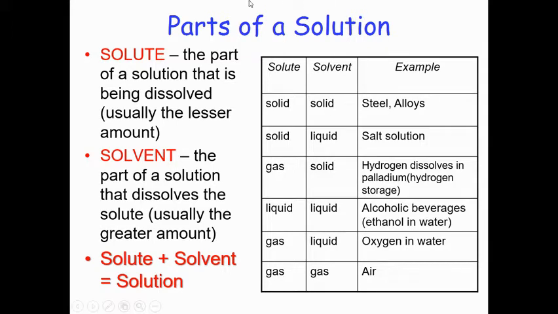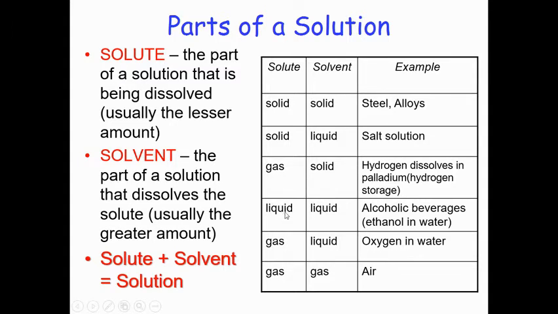Another example of a solution is where you have a solute that's a solid and your solvent is a liquid. And that's what we were just talking about, the salt water. Your solute is your salt that you dissolve in your solvent, your liquid. You can also have a solute that's a gas that gets dissolved in a solid. And this is when you have hydrogen dissolved in palladium. It's used as hydrogen storage, and this is used a lot in the space industry.